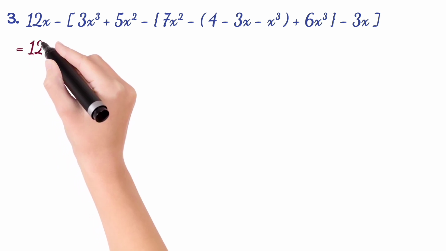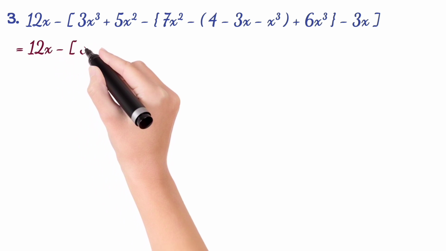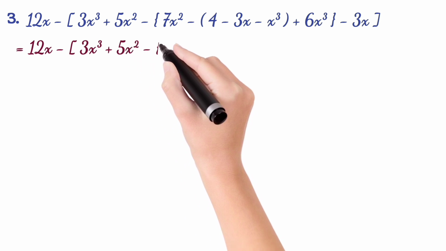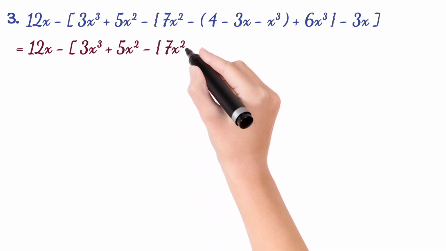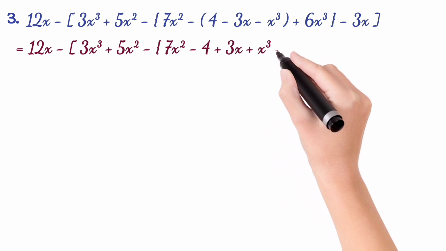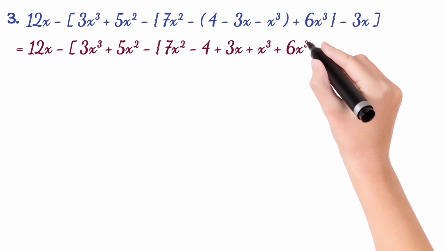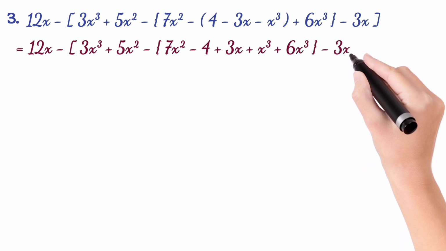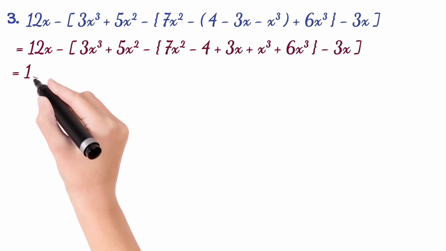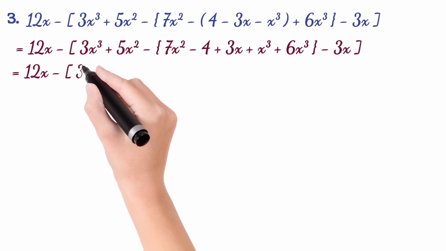You see before the first bracket minus sign is there, okay? So 12x minus third bracket start 3x cube plus 5x square minus second bracket start 7x square minus 4, minus 3x becomes plus 3x and minus x cube becomes plus x cube. So first bracket removed. Now plus 6x cube second bracket closed, then minus 3x third bracket closed. Now see, inside the second bracket two like terms are there, x cube plus 6x cube. We will add these two.